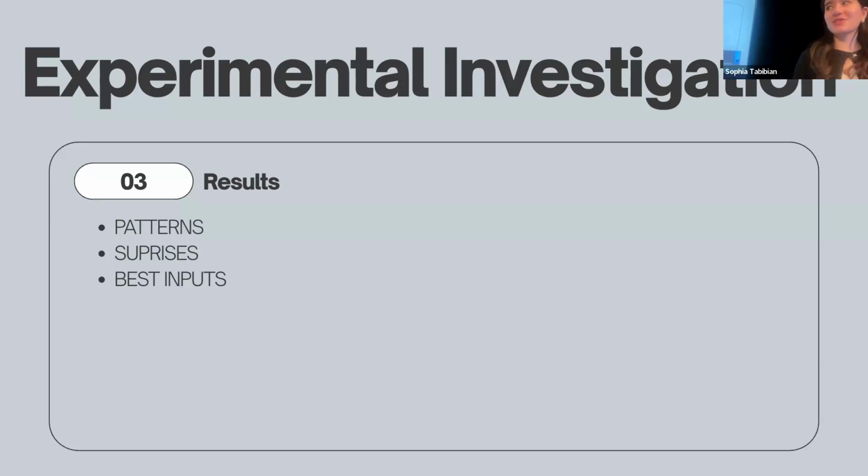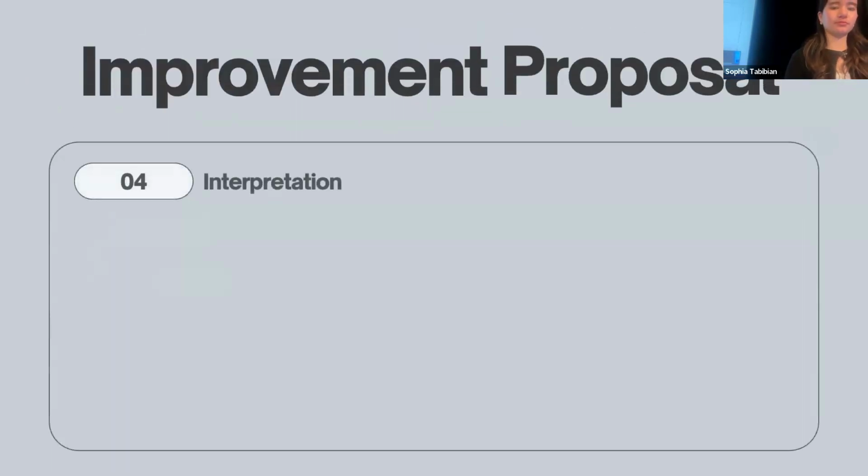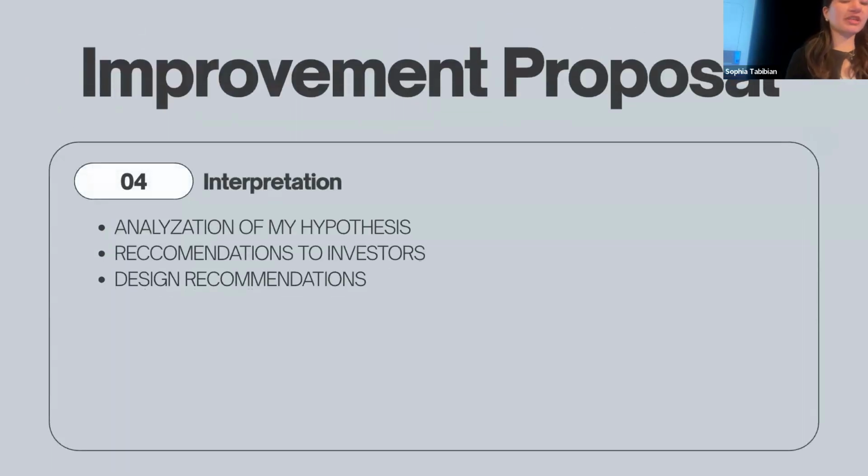And then for the best inputs, if you can tell by now, it is the role-based inputs, and they provide just the most high quality and in-depth responses. And now for the interpretation. So my hypothesis was proved to be correct: the role-based inputs did generate the best outputs. And so my recommendation to investors is to just use the role-based inputs instead of neutral ones because they just have more of a balance between financial risk and ethical risk, which is really essential in the financial industry.